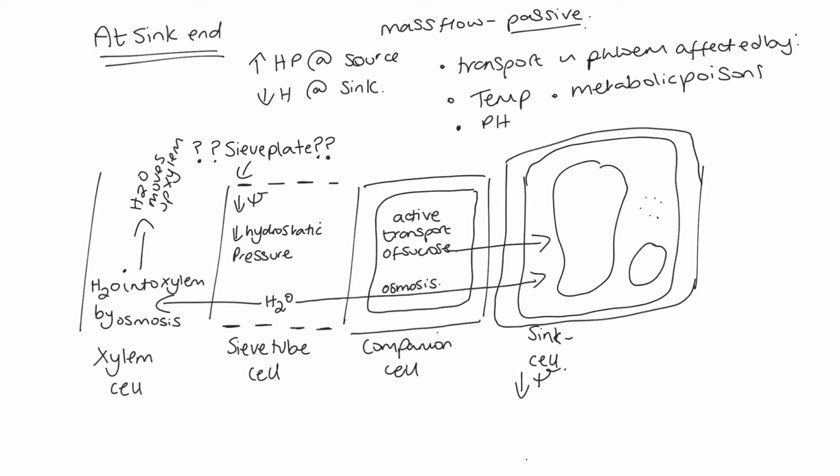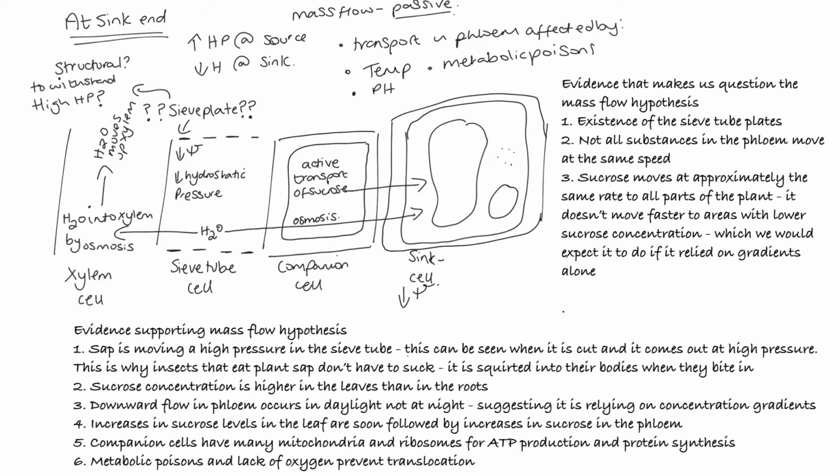Some scientists have suggested that they serve a structural function, that they add to this strength that enables the phloem to withstand this high hydrostatic pressure that's being generated at the source end, which makes a lot of sense, but that's not confirmed. The other thing that really questions the mass flow hypothesis, and this one is very difficult to explain, is that not all of these dissolved sugars are moving at the same speed. Some of them are moving faster than others. But how can that be possible? They should really all be moving at the same speed if this theory is correct.